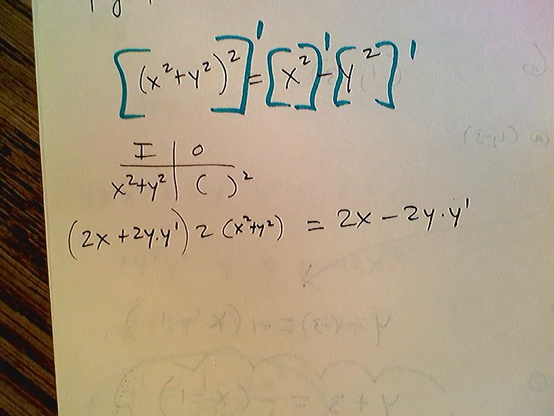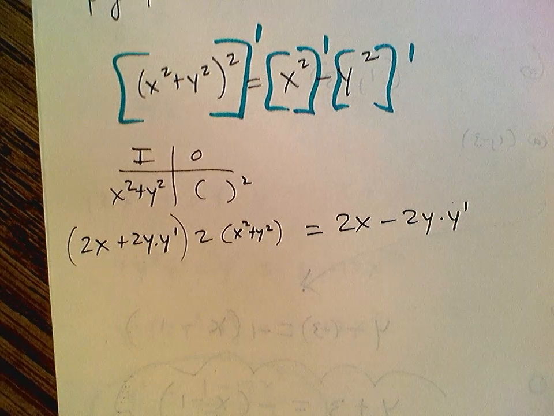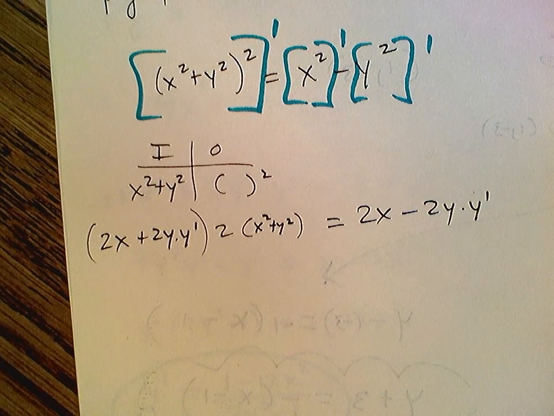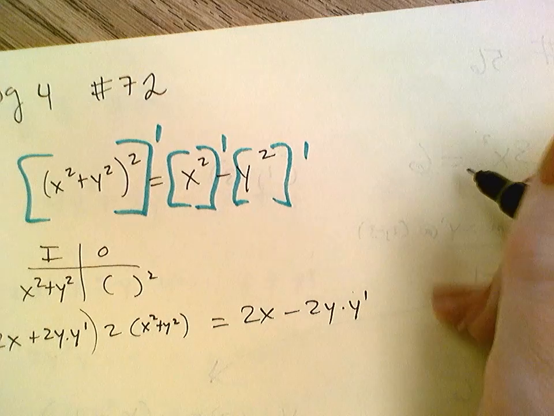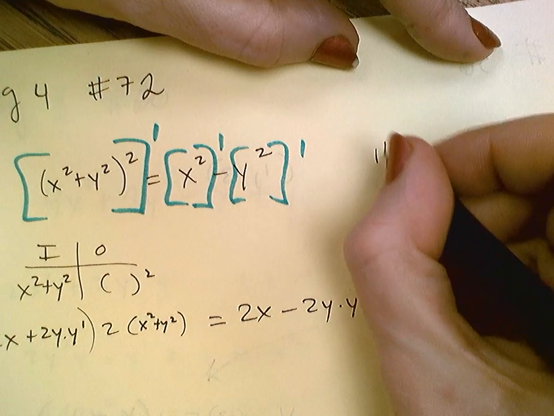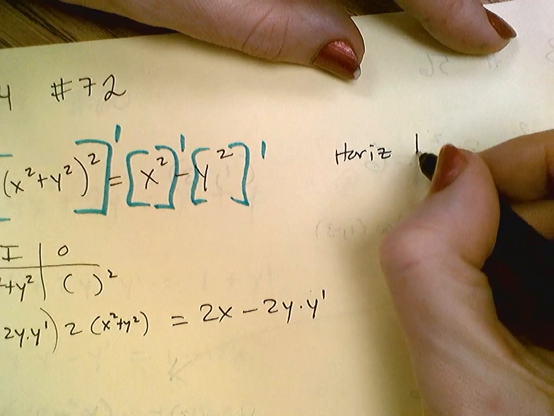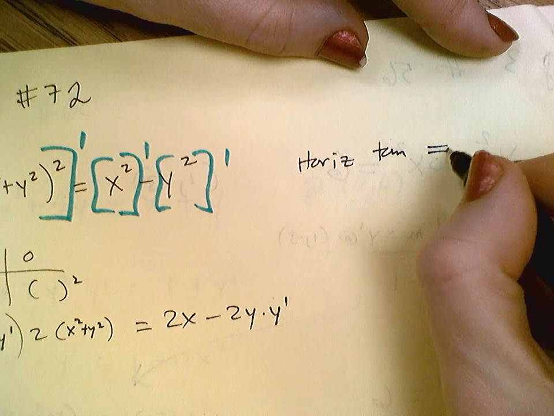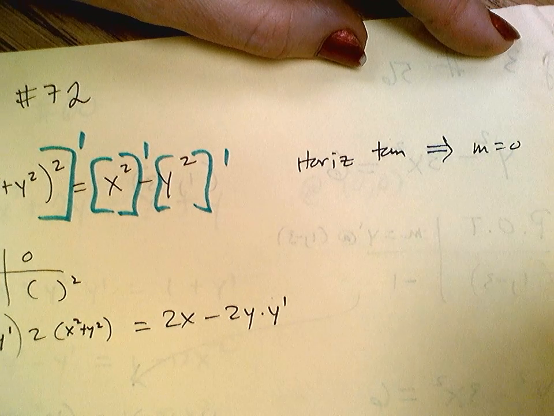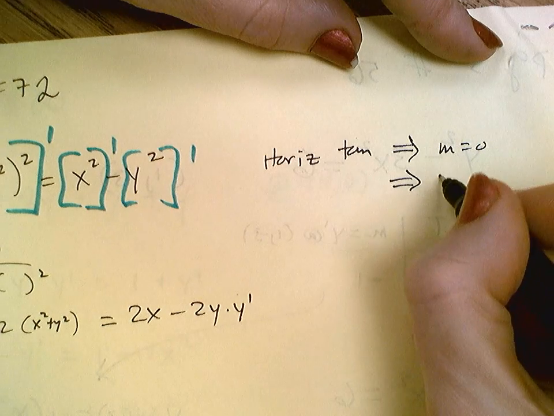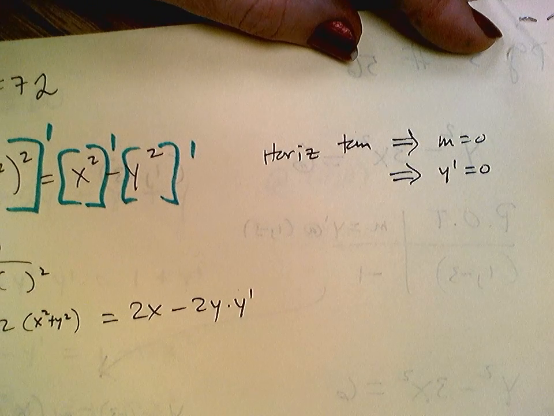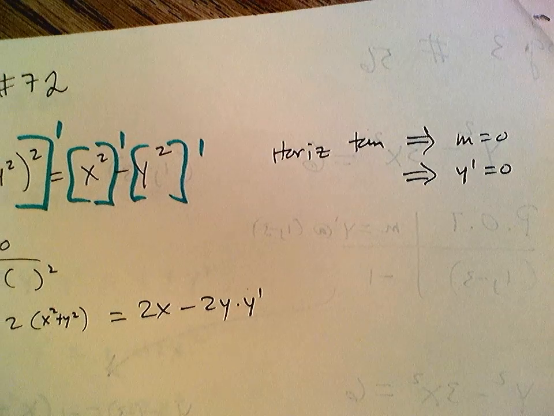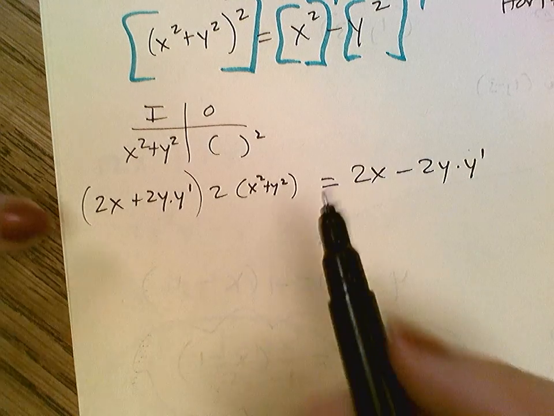Okay. And now, oh, this is messy. All right, so here's the thing, guys. For a horizontal tangent, m equals 0, so the slope is 0, which means y prime is 0. So I've got to figure out the points at which y prime is 0. And I haven't done this yet, so I hope it works out nice.